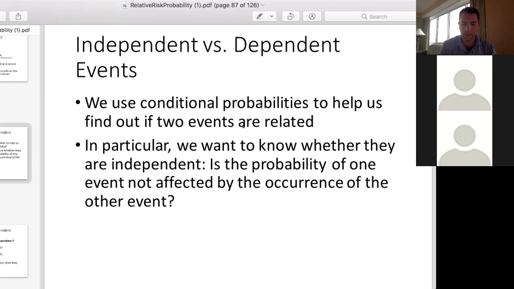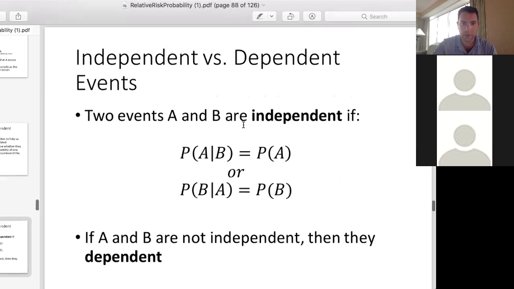So in this case, we're talking about health insurance and poverty. We could say that poverty and whether you have health insurance or not are dependent events, because being poor has an effect on whether or not you have health insurance.